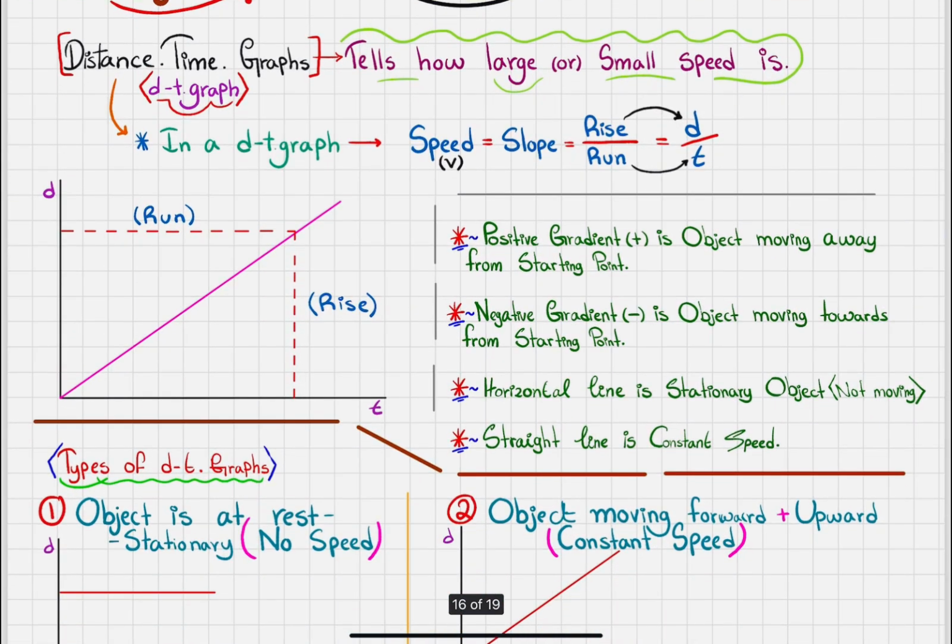Distance time graphs. We have discussed these in the physics topics as well, so this is technically a review for that. Distance time graphs, or DT graphs, tell you how large or small the speed is. In a distance time graph, the slope is the speed, so any change in the slope is the change in the speed. A slope, as we know, is rise over run, and speed is distance over time. So in the distance time graph, the rise is the distance and the run is the time. So speed is equal to slope, slope is equal to rise over run, which is equal to distance over time.